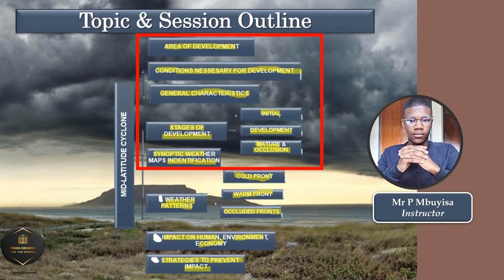Remember, this content is relevant for you now in term 1 because it forms part of your term 1 test. It will also be relevant in your June exam if you are going to be writing a June exam in your school, and it will also be relevant when you write your preliminary exam, and most importantly your final examinations.